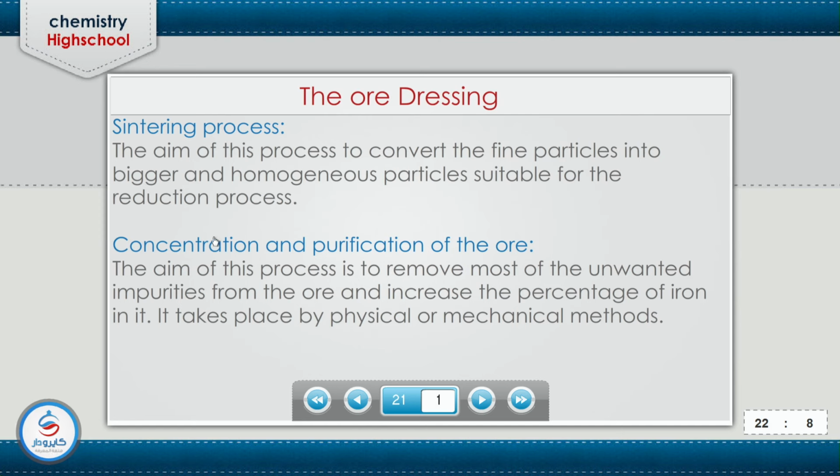The third process in the ore dressing is concentration and purification of the ore. The aim of the concentration process is to remove most of the unwanted impurities from the ore and increase the percentage of iron in it. The concentration process takes place by physical and mechanical methods.